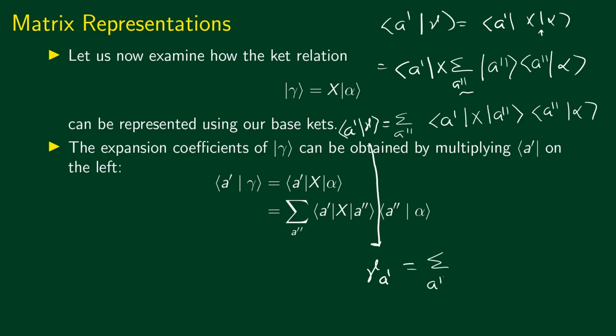So this is equal to the sum over A''. We said that this can already be denoted as X_{A'A''}, and this again, using this notation, can be written as alpha_{A''}. So this is a multiplication of a square matrix and a column matrix, and this is a column matrix. This is exactly how we multiply a square matrix and a column matrix to get another column matrix. For example, let's take the matrix multiplication AX. Suppose A is a square matrix and X is a column matrix.